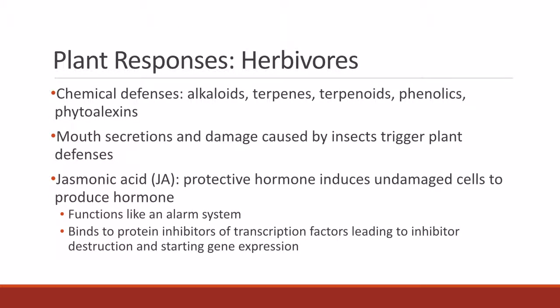Plant responses to herbivores. Plants will have several chemical defenses, such as alkaloids, terpenes, terpenoids, phenolics, and phytoalexins. Mouth secretions and damage caused by insects will trigger plant defenses. The plant will produce jasmonic acid, which is a protective hormone. Jasmonic acid acts like an alarm system. It binds to protein inhibitors of transcription factors, leading to inhibitor destruction and starting gene expression.